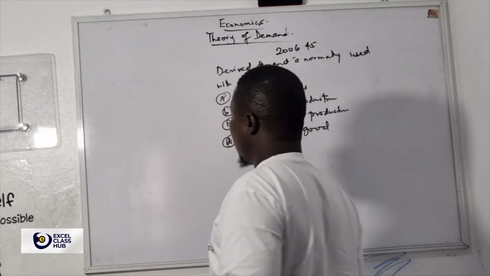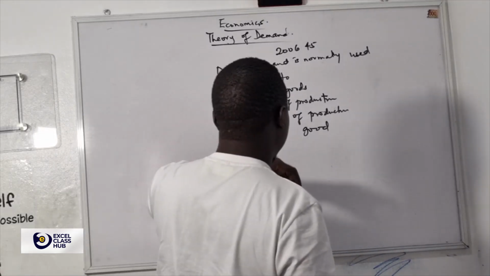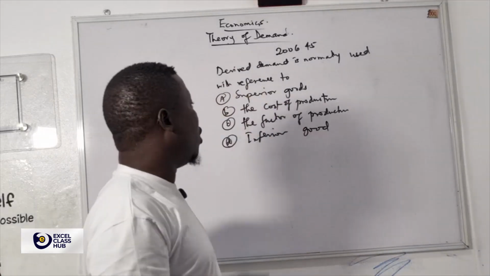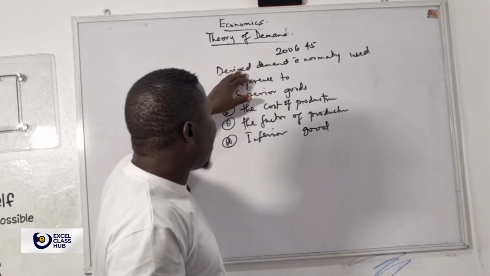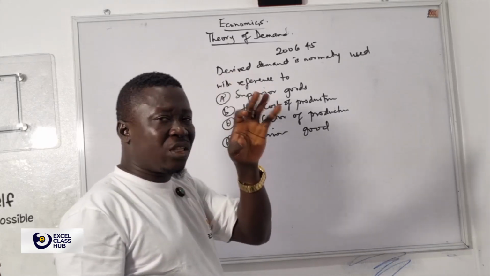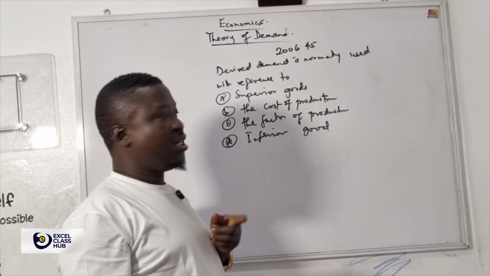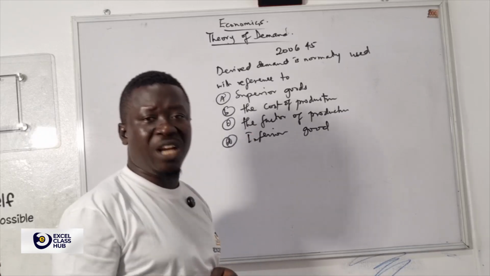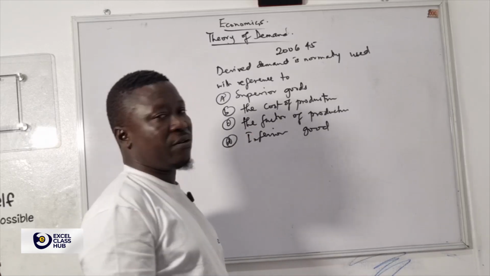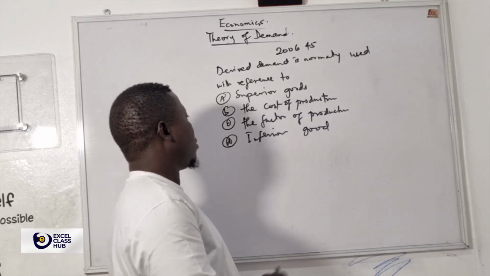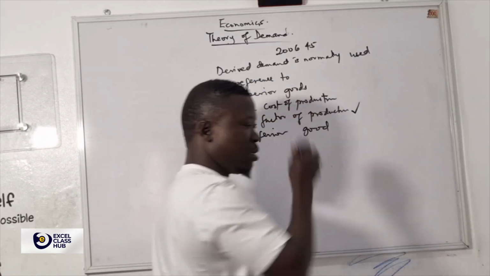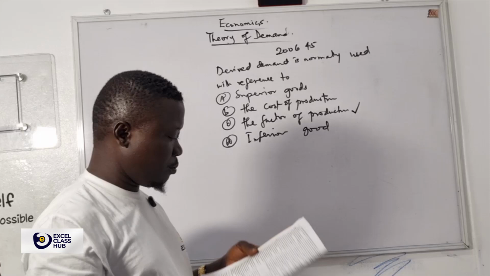Derived demand. I told you, for this question, derived demand is basically talking about what? Employment of labor is also a derived demand. And when can you come across the employment of labor? In the factors of production.